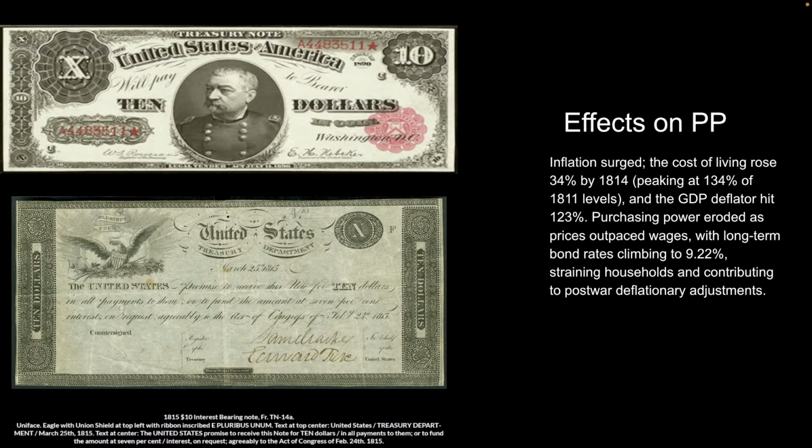But this had a negative effect on the purchasing power. Inflation surged. The cost of living rose 34% by 1814, peaking at 134% of 1811 levels, and the GDP deflator hit 123%. Purchasing power eroded as prices outpaced wages, with long-term bond rates climbing to 9.22%, straining households and contributing to post-war deflationary adjustments.